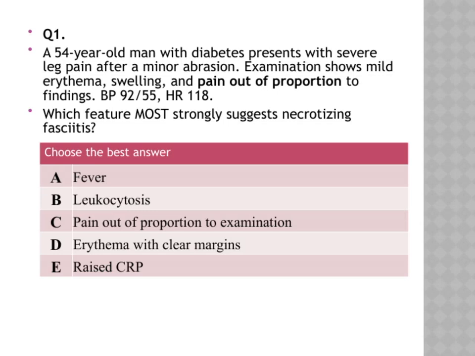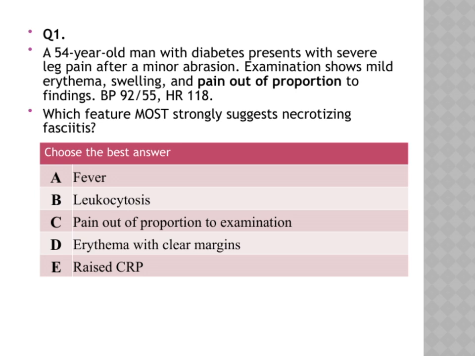Let's take a closer look at the key features that help us identify necrotizing fasciitis. In this case, we have a 54-year-old man with diabetes who developed severe leg pain after a minor abrasion. On examination, there's mild erythema, swelling, and pain that's out of proportion to what we see. His blood pressure is low at 92/55, and his heart rate is elevated at 118.